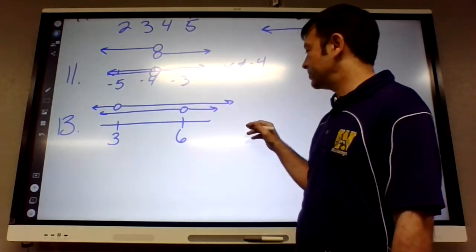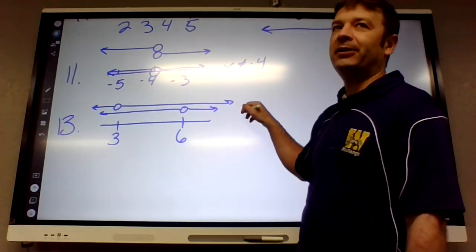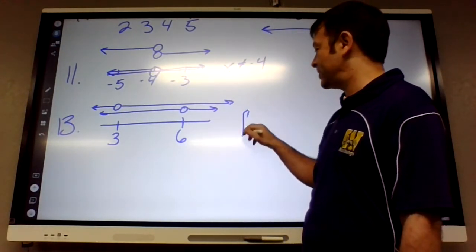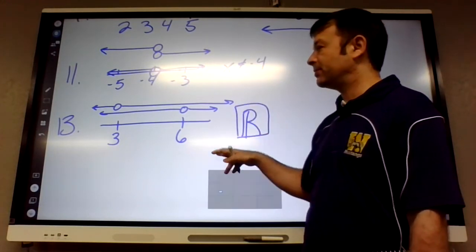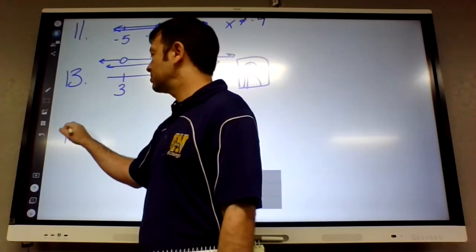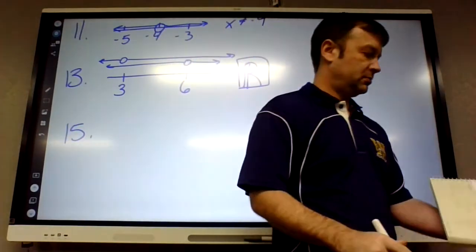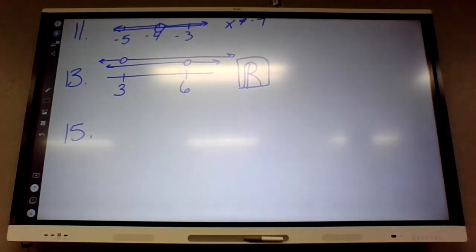So it's all real numbers. So 13 is not a graphing. I just drew the graph to help us figure it out. But the answer on 13 is just all real numbers. Wait, so you don't have to put the graph? No, it does not ask for a graph.